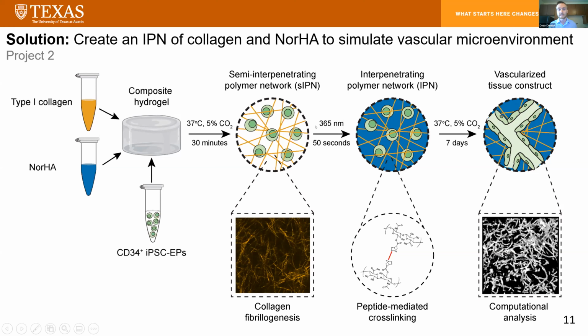So we formed an SIPN, semi-interpenetrating polymer network, by allowing the collagen to undergo fibrillogenesis for 30 minutes. We then formed a true IPN by, in the presence of a photoinitiator, exposing this SIPN to UV light of 365 nanometers for 50 seconds. We then allowed the encapsulated CD34 positive iPSC EPs, that same cell type, to grow for an additional 7 days in these IPN hydrogels.